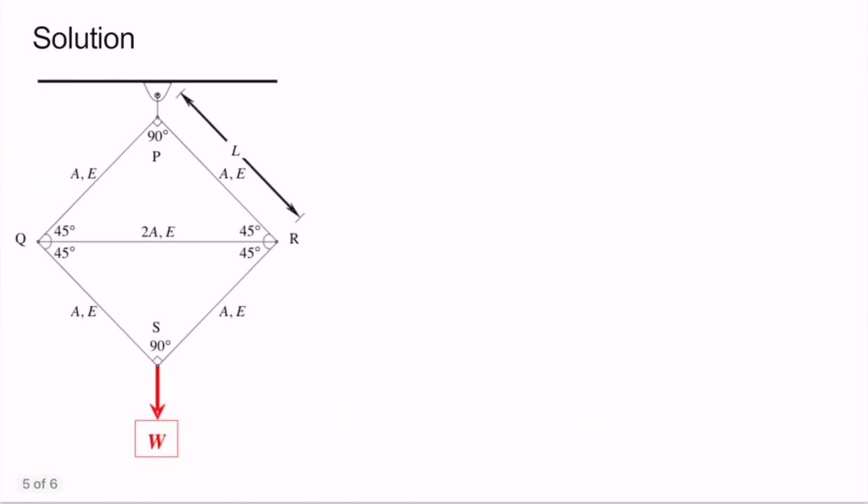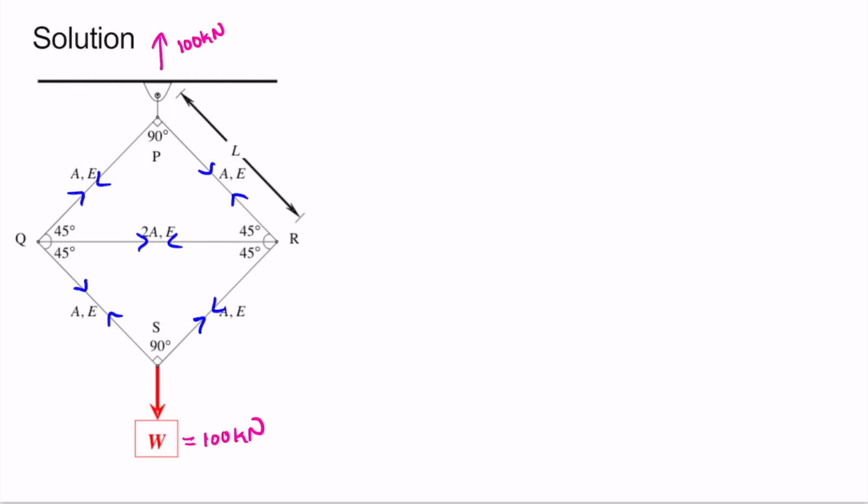So this is the structural system which is given to us. Since this applied load W is equal to 100 kilonewton, therefore this reactive force here, which will be in the upward direction, will also be equal to 100 kilonewton. Okay. So first of all, let us assume that every member is in tension.